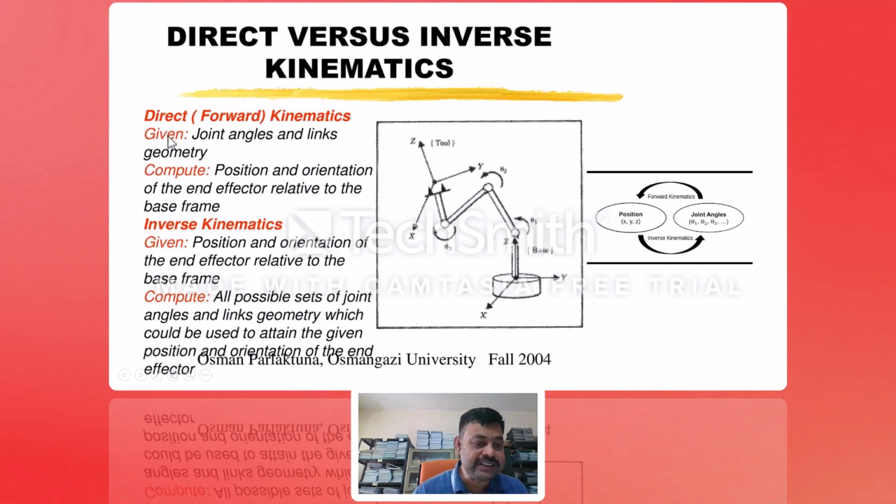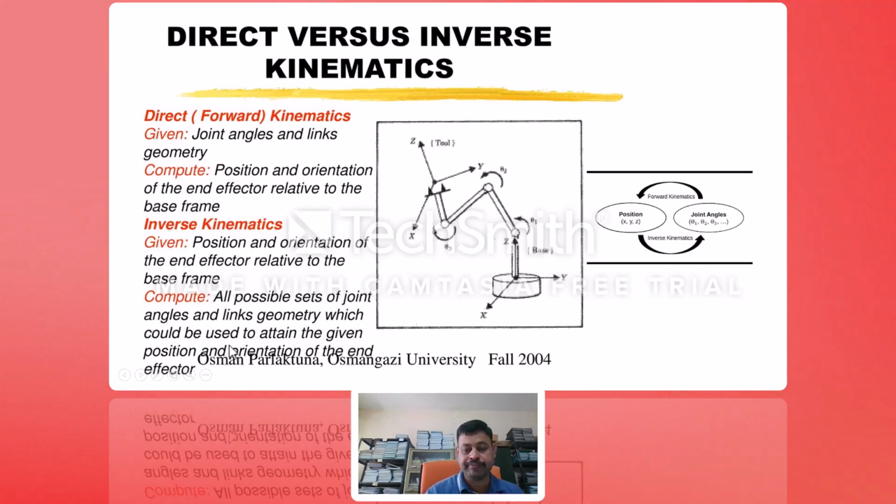So here you look at it, it is clearly given in the text. The joint angles and link geometry are given, so we have to compute the position and orientation of the end effector, that is, this position related to the base frame. Whereas in inverse kinematics, the position and orientation of the end effector value is already with us. We have to compute all possible sets of joint angles and link geometry which could be used to attain the given position and orientation of the end effector. So this is the difference.